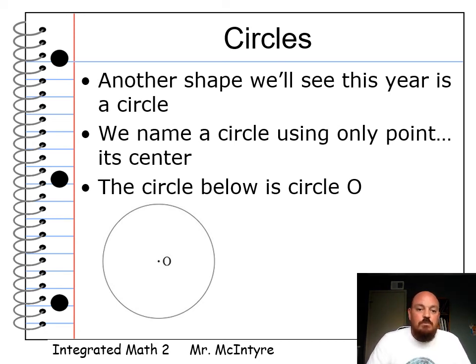If I change the name of that point in the middle, I change the name of the circle. Now let's say, for example, in a different circle, this is going to be X. Then this is now circle X. Whatever that point in the center is called is the name of the circle. So that was a quick introduction to polygons and circles. We're going to see a little bit of them this year. Remember, I told you our main shape for this semester is going to be triangles. We're going to spend most of our time talking about triangles, but we'll see a few polygons and circles in there too.